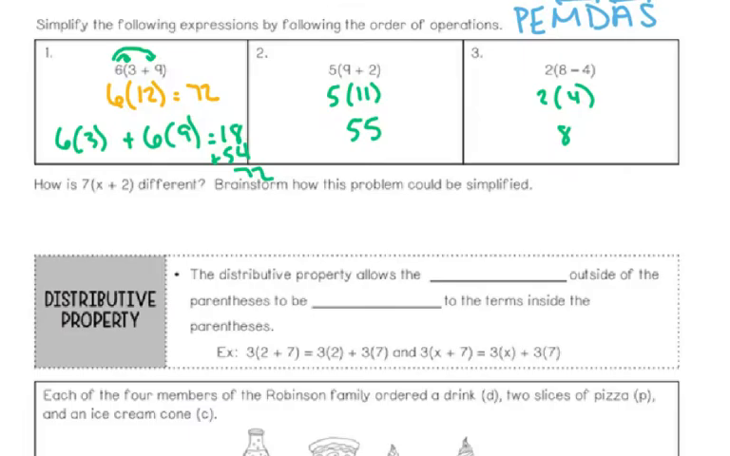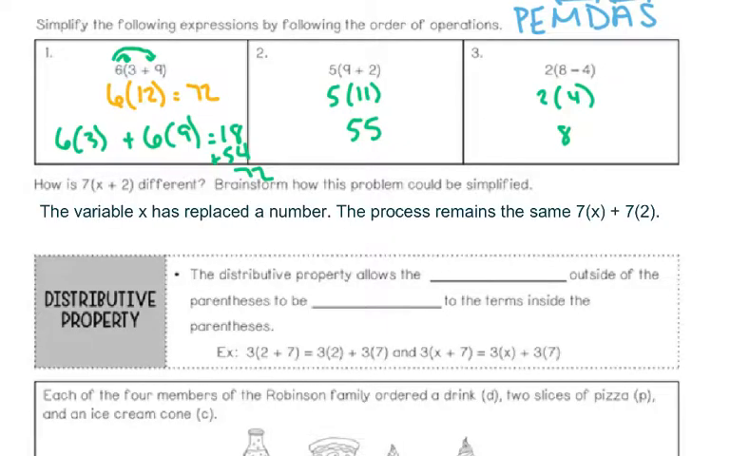If we look underneath those problems, there's a question that says, how is 7 times the quantity x plus 2 different? Brainstorm how this problem could be simplified. So in this problem, the variable x has replaced a number. However, the process remains the same. We can do 7 times x and 7 times 2. The distributive property allows the number outside of the parentheses to be distributed to the terms inside the parentheses. Distribute just means that something is shared across different pieces.